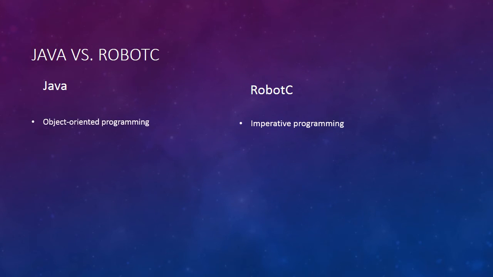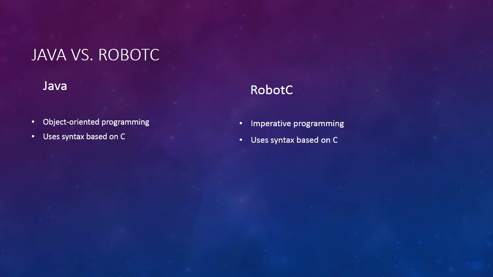I'm now going to compare and contrast Java and Robot C. Java is an object-oriented programming language, whereas Robot C is an imperative programming language. By the way, object-oriented is also called OOP. I'm not going to get into the differences right now, but we're going to discuss this in a later video, and it is very important.